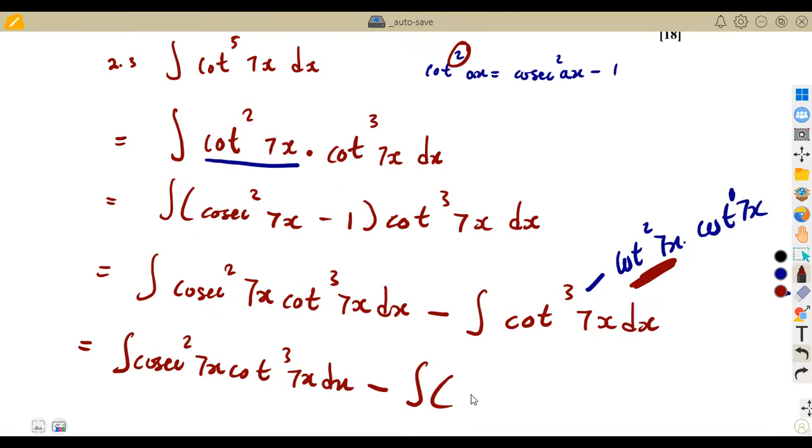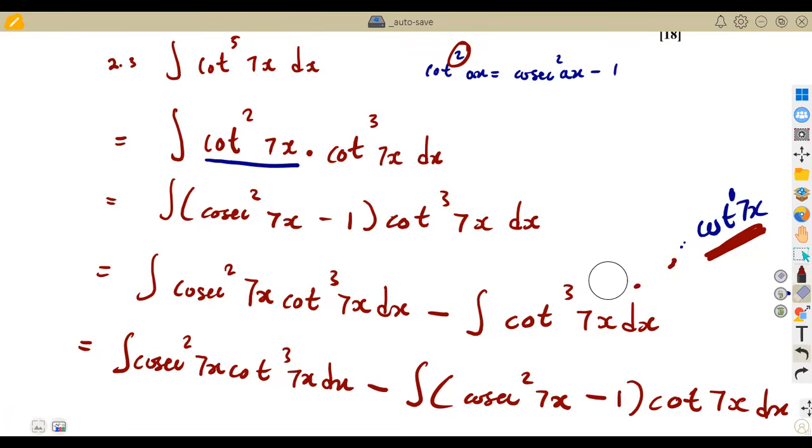So we are going to substitute cosec squared 7x minus 1. But there's a cot 7x that is there also. So remember that. So this is going to be cot 7x with respect to x. All right, so instead of you rewriting this, you can just go to the stage directly. It's a product of these two.